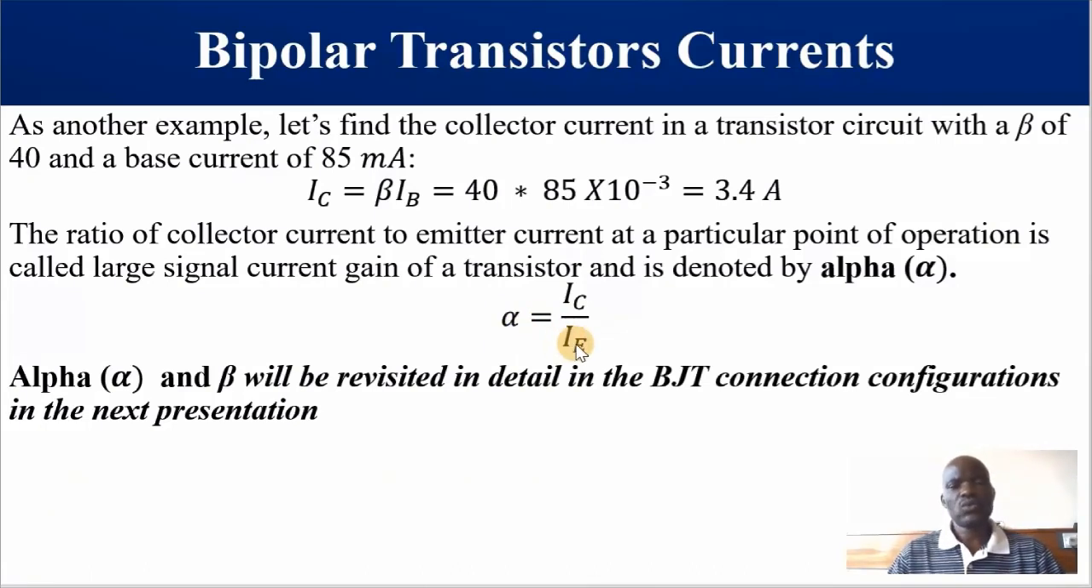We are going to revisit in more detail alpha and beta in our next video presentation on BJT connection configurations, where we'll be looking at common base, common emitter, and common collector.